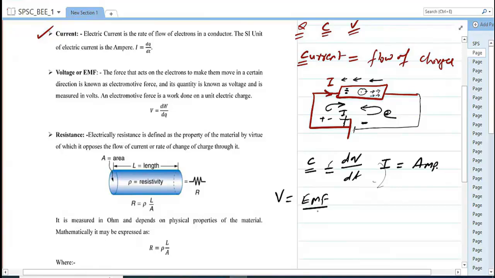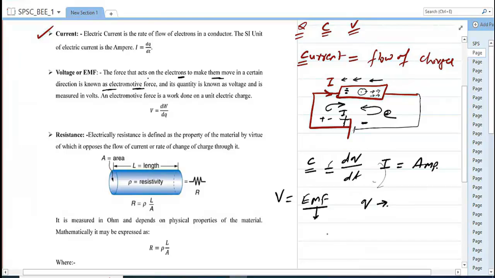Electromotive force. So electromotive force means the force required to move a charge. Force required to move a charge is known as what? It is known as voltage. So it is written, the force that acts on electrons to make them move in a certain direction is known as electromotive force.